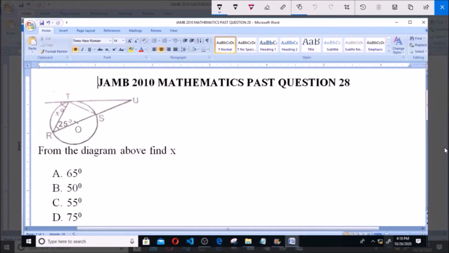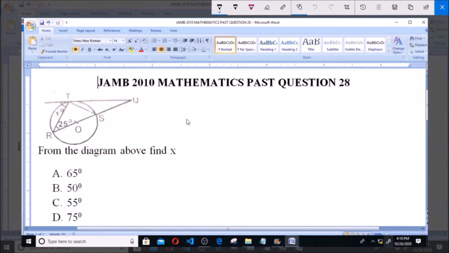And also looking at the circle, you notice that the line RS passes through the diameter, that is, it divides the circle into 2 equal parts, that is a semicircle. Now from this diagram above, we are asked to find the value of x, and you see that x is an angle towards the tangent. Now we have A to be 65 degree, B 50 degree, C 55 degree, and D 75 degree.